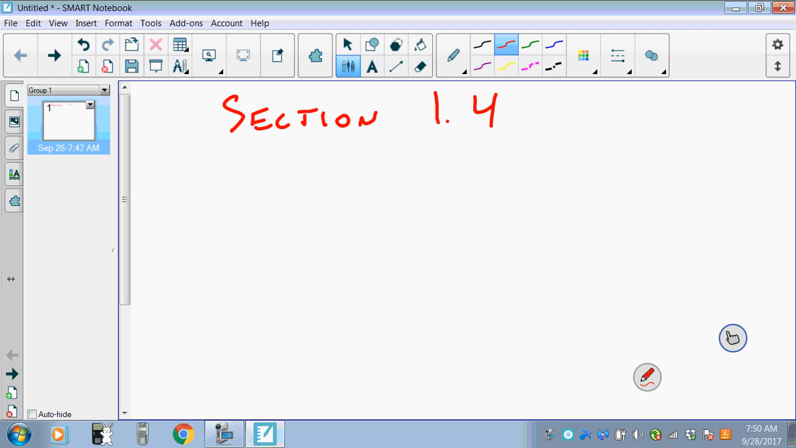1.4, number 1. So solve for D in terms of C, E now. So it's CD minus E equals F. Okay, and they want you to solve for D. So they say solve for D in terms of C, E, and F. What that means is that you need to get D by itself. So you want D on one side of the equal sign and everything else on the other.